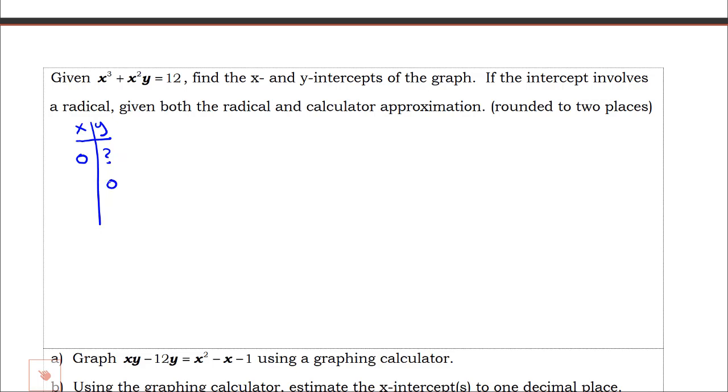When y equals 0, you finish that. So if y is 0, knocks this guy out, right? And x cubed equals 12. Then I cube root both sides. And x equals plus or minus the cube root of 12, right?